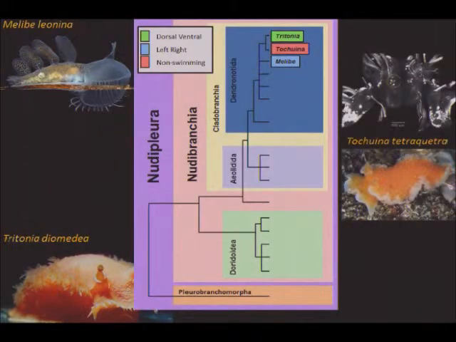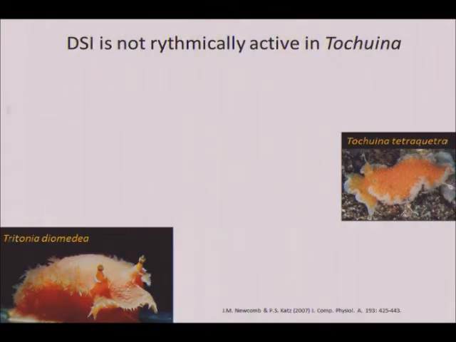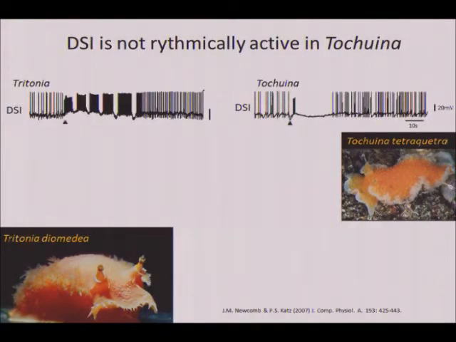So what about in a non-swimming animal? Well, again, we can identify DSI homologs in Tochuina. These neurons are not rhythmically active. Here, given a nerve shock which turns on the swim motor pattern in Tritonia, it doesn't cause this neuron to fire bursts.